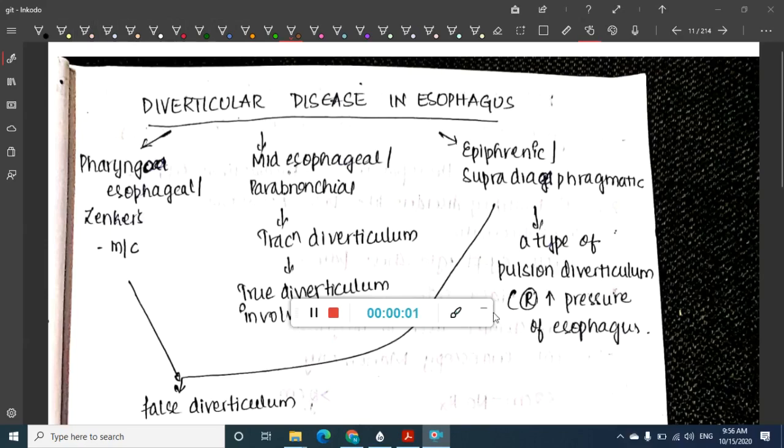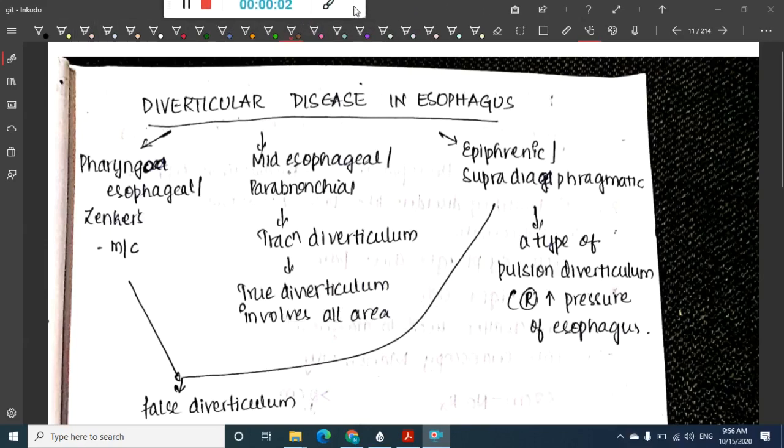Hello friends, welcome to a new chapter today. In this chapter we are going to learn about the diverticular disease of the esophagus. In the diverticular disease of the esophagus, there are three types: pharyngoesophageal diverticulum or Zenker's diverticulum, which is the most common type of diverticulum.